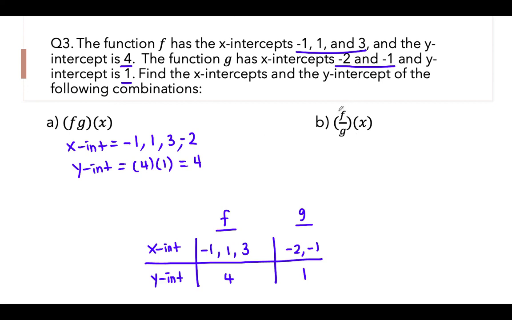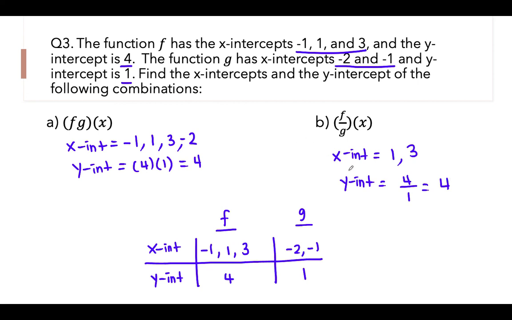Next, we're given the quotient, function f divided by g. For the x-intercept, it's going to be the ones that do not overlap. So it's going to be 1 and 3. And then the y-intercept is going to be 4 divided by 1. Therefore, the y-intercept is going to be 4.